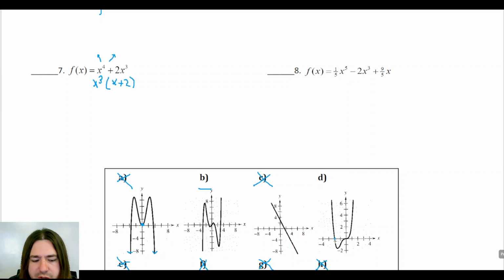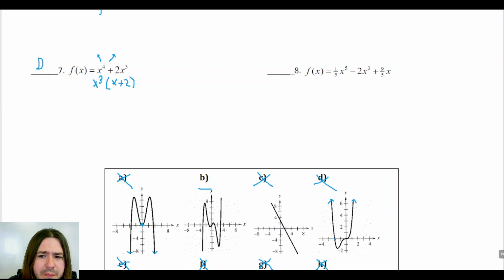And then at the x-intercept at 0, we have this bending behavior where it almost looks like it wants to turn back around, but decides it doesn't want to and continues on in the positive direction. And the end behavior matches up with the up, up. So this one's got to be D. And just using process of elimination, the last one should be B.